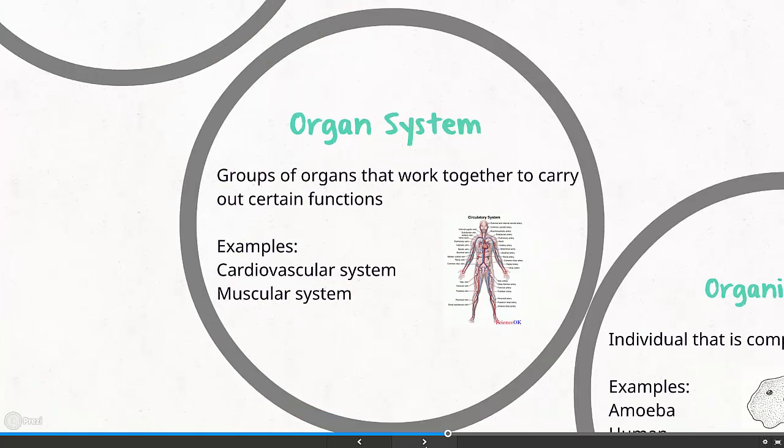So remember, we're getting bigger here. How life is organized from small to large. An organ system is a group of organs that work together to carry out a job. Cardiovascular system is made out of your heart, your lungs, your blood vessels. All of those organs work together. Muscular system, you have tons of different muscles all working together to help you move. So that would be an organ system.